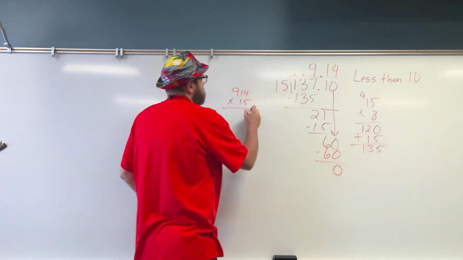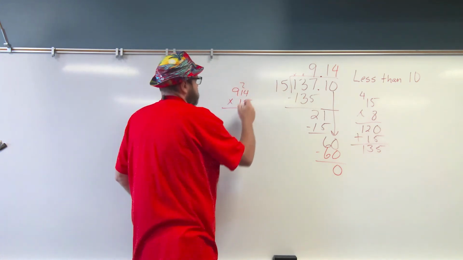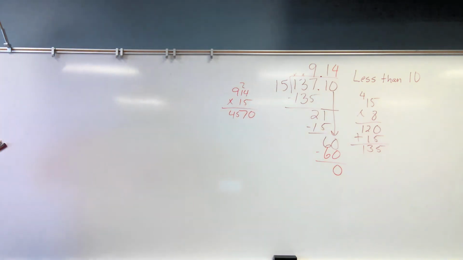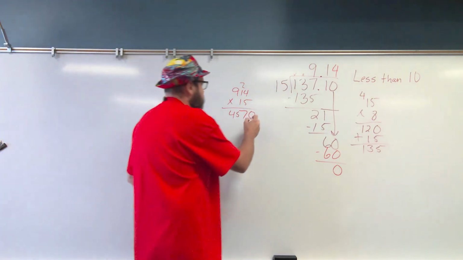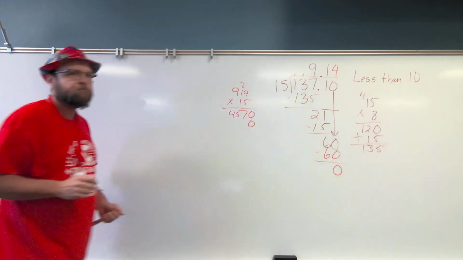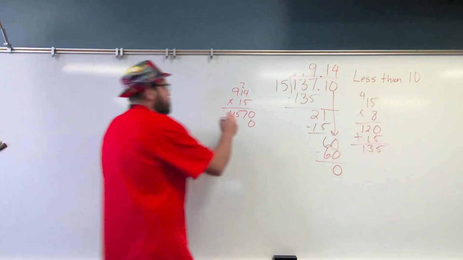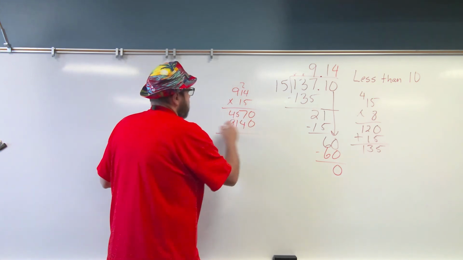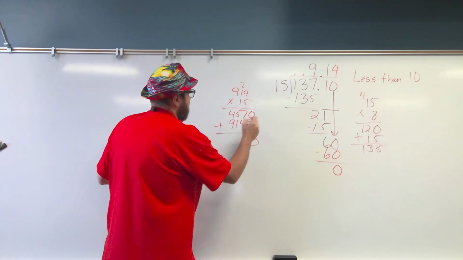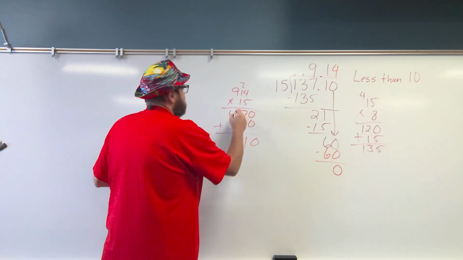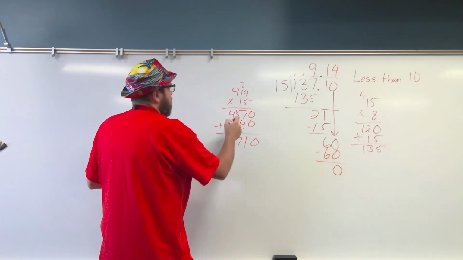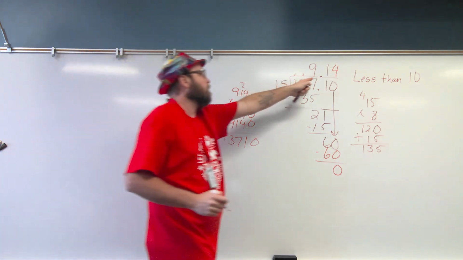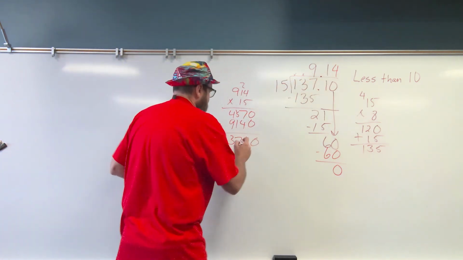So 5 times 4 is 20. Carry the 2. 5 times 1 is 5. Plus 2 is 7. 5 times 9 is 45. 4,570. Now I'm starting in my tens place. Oh my gosh, we're back to that college level work. 1 times 4 is 4. 1 times 1 is 1. 1 times 9 is 9. Then I add 0, 7, 8, 9, 10, 11, 5, 6, 7. 9 and 4 is 13. 2 numbers behind my decimal point in the problem, 2 numbers behind it in the answer.